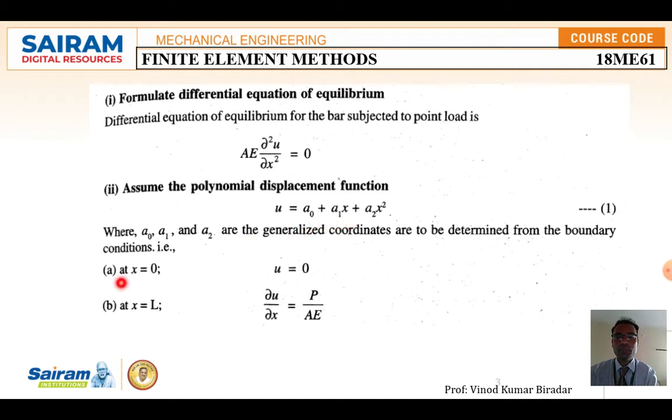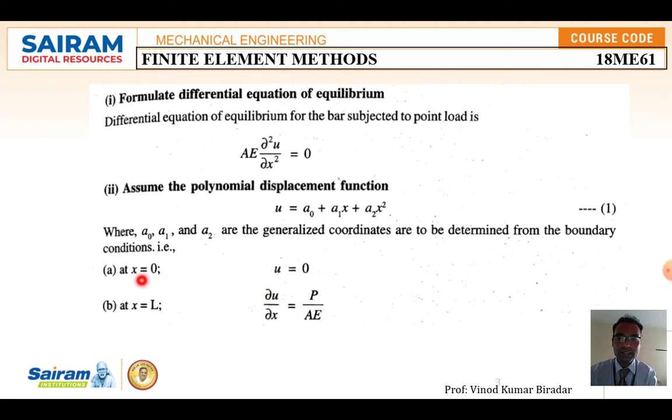So at x is equal to 0, u is equal to 0. At x is equal to 0, initially, what is the u value here? Substitute here: x is equal to 0 means this is 0 and this is 0, so u also is 0. You are going to get u is equal to 0. At x is equal to L, we take dou u by dou x. Differentiate with respect to x.